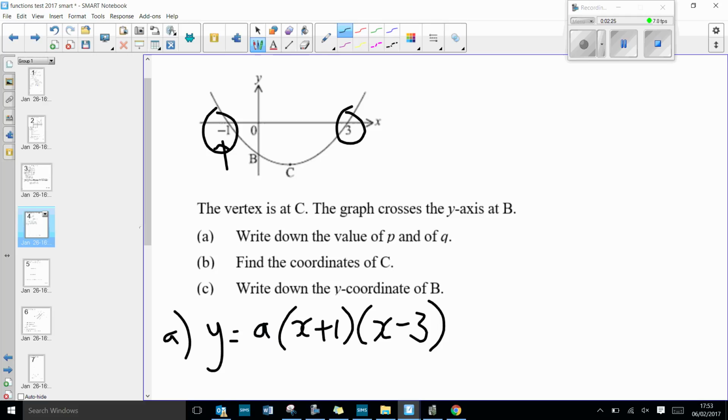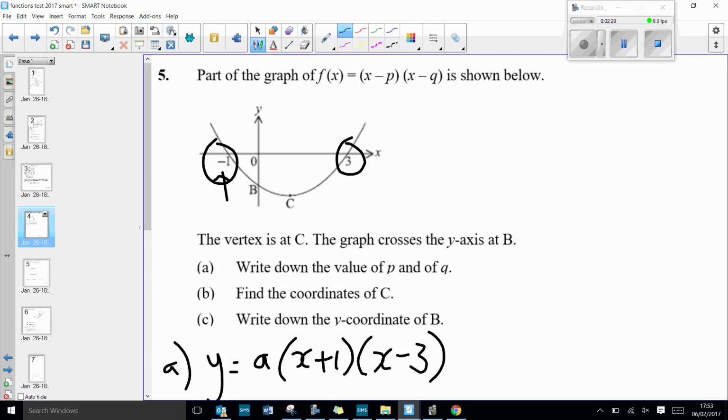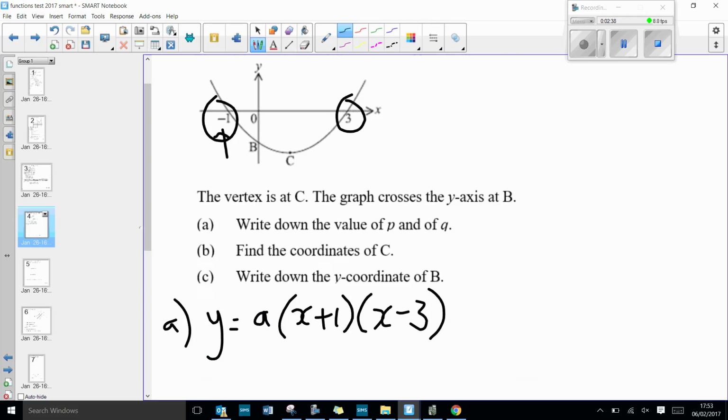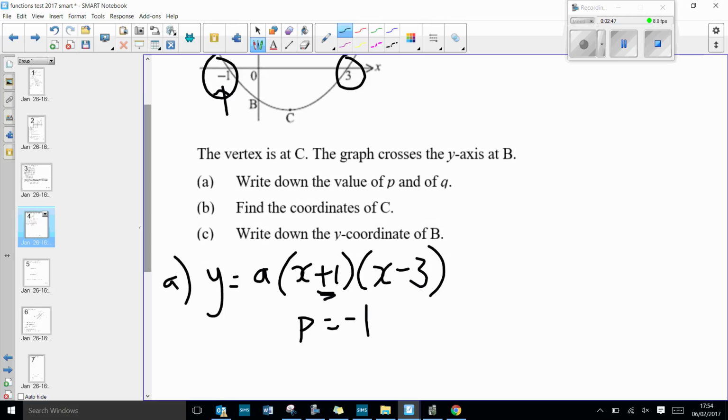Then we need to have a look at how they've given it to us. So they've said x minus p and x minus q. So for this to be x minus p, if we've got plus 1, it means that p has a value of negative 1, because if we were to put that back in, x take away negative 1, that gives us what we actually wanted, and that gives us plus 1. And then q would just be straightforward 3.